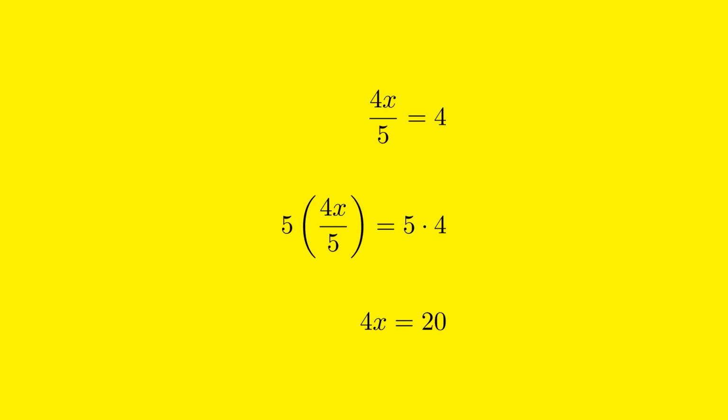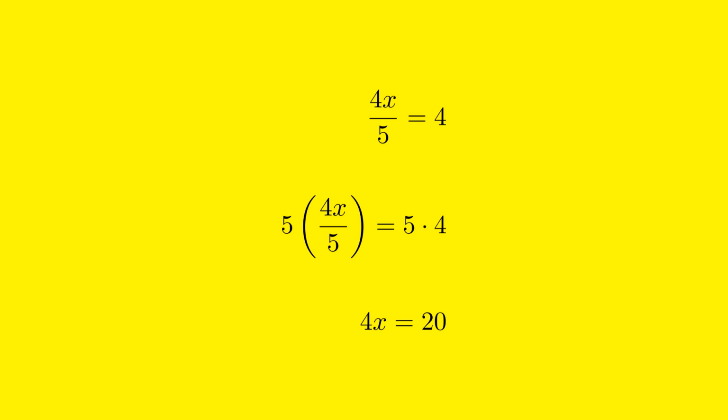To solve for the variable x in the equation 4x divided by 5 equals 4, we begin by isolating the variable x on one side of the equation. The given equation is 4x divided by 5 equals 4. To isolate the variable x, we need to eliminate the fraction. We will do this by performing the inverse operation of division, which is multiplication. Since the variable x is being divided by 5, we will multiply both sides of the equation by 5.